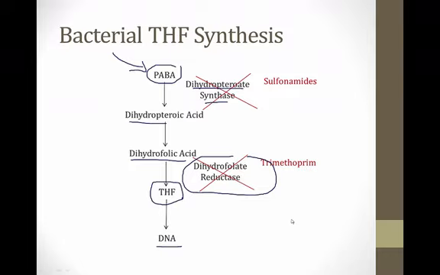Now, I just told you that methotrexate blocks human dihydrofolate reductase. Trimethoprim, on the other hand, works on bacterial dihydrofolate reductase. It has a much higher affinity for the bacterial enzyme than the human enzyme.